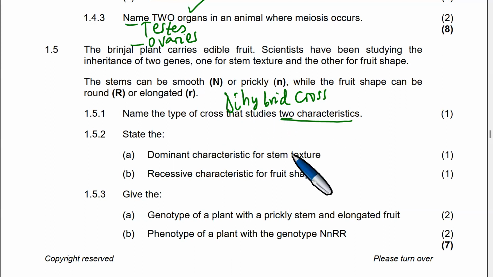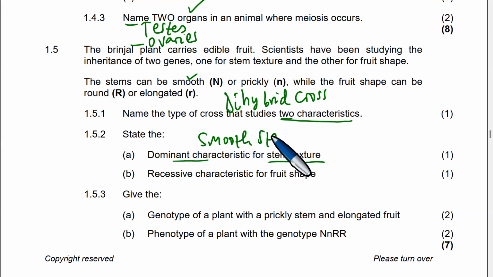Now in 1.5.2, state the dominant characteristic for stem texture. The stems can be smooth or prickly, so the dominant characteristic here would be the smooth stem.